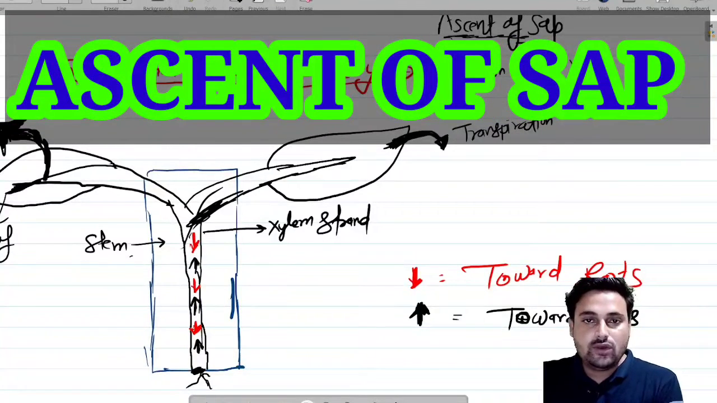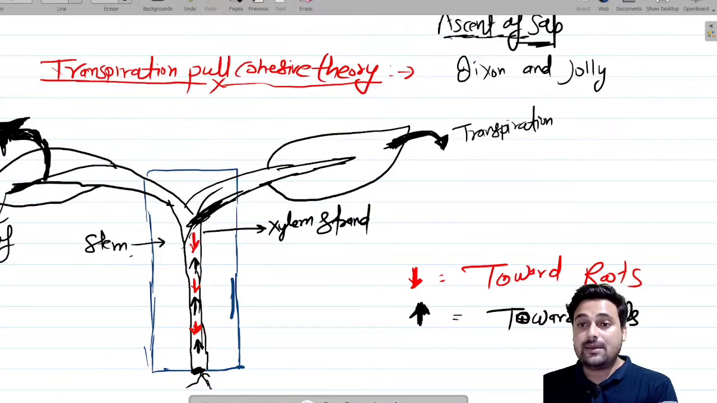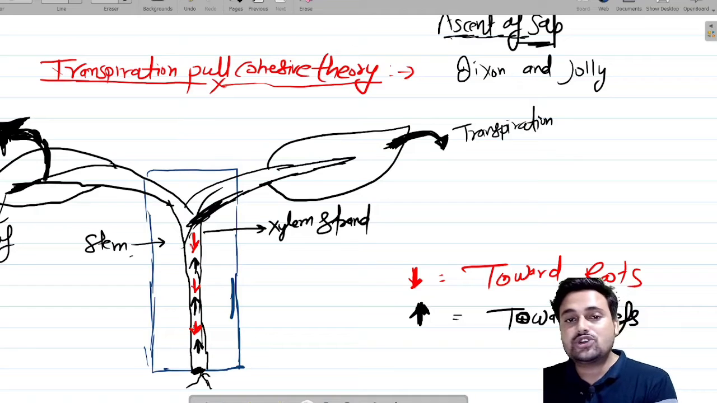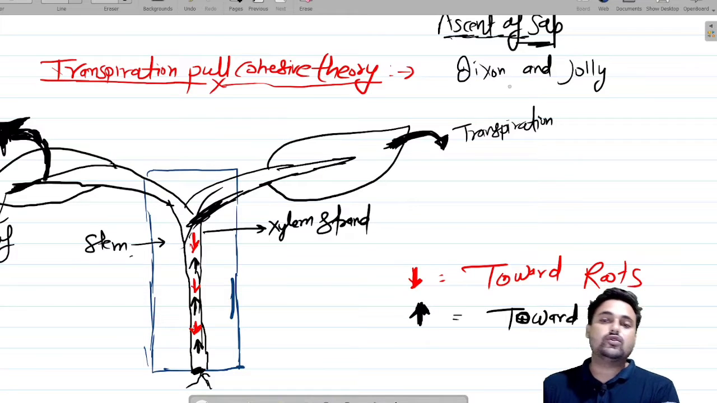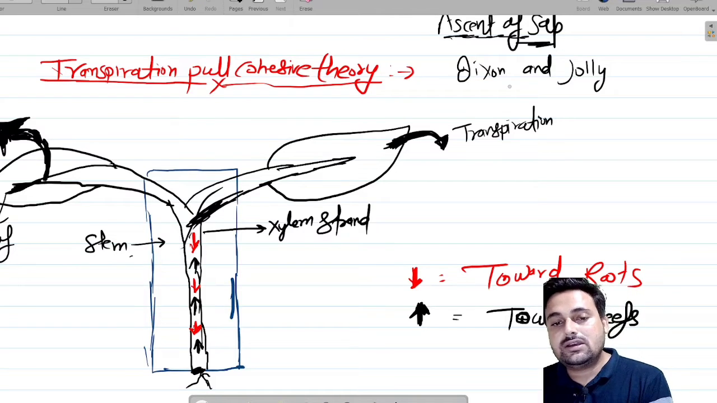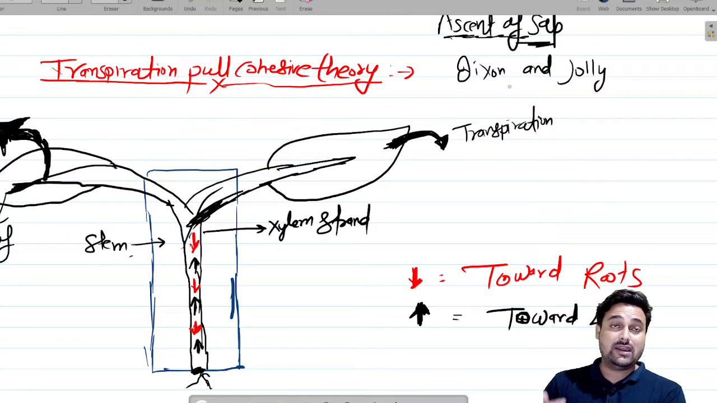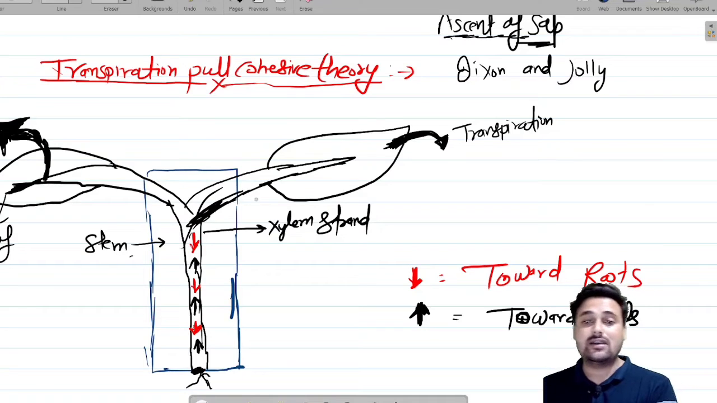So guys, in this video we are going to see the ascent of sap, the transpiration pull cohesive theory given by the scientists Dixon and Joly. These scientists have told us about the transpiration pull cohesive theory, why the water is coming from the root and why it is moving forward up to the higher leaves of the plant. Now there is an ascent of sap process going on between roots and leaves. Now we have to see a deeper study about ascent of sap.